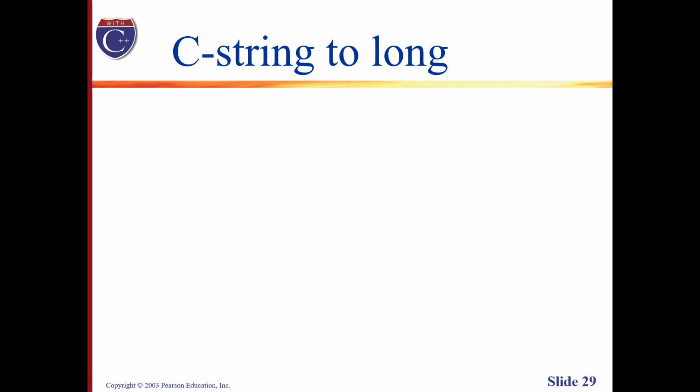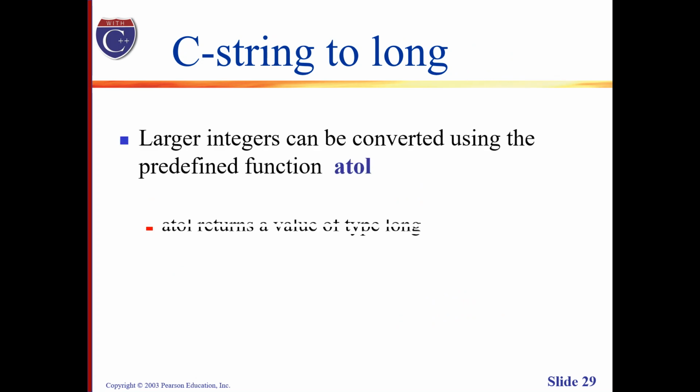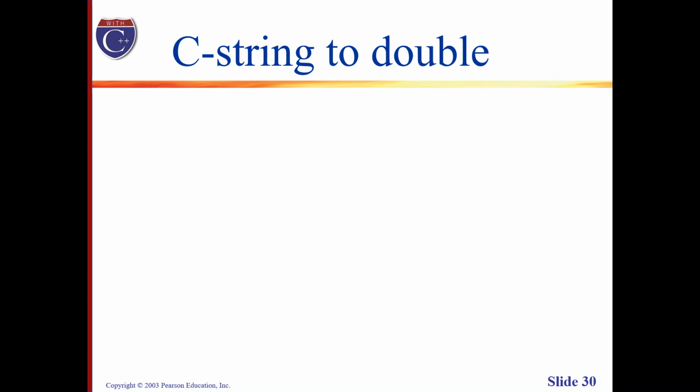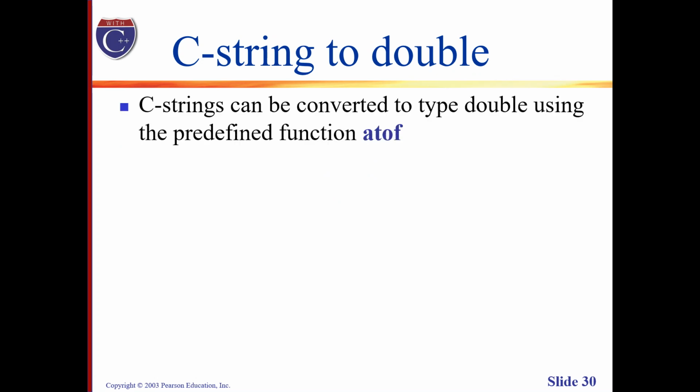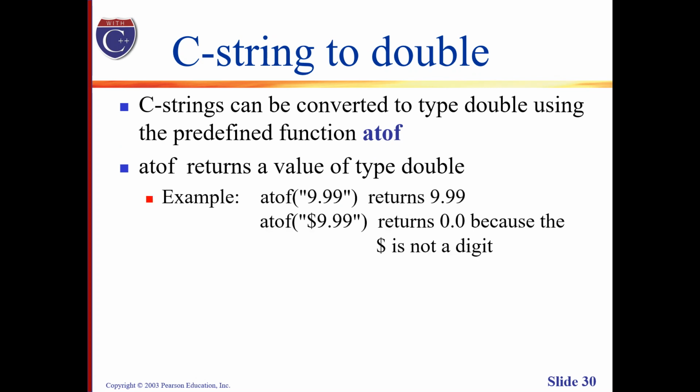Of course, we can also convert a C-string to a long integer. This will have the same logic, but in this case, the predefined function that we will use is atol, which returns a value of type long. We can also convert a C-string to double, which is of course a floating point data type. In this case, we will use the function atof, which would return a value of type double. Here's an example.